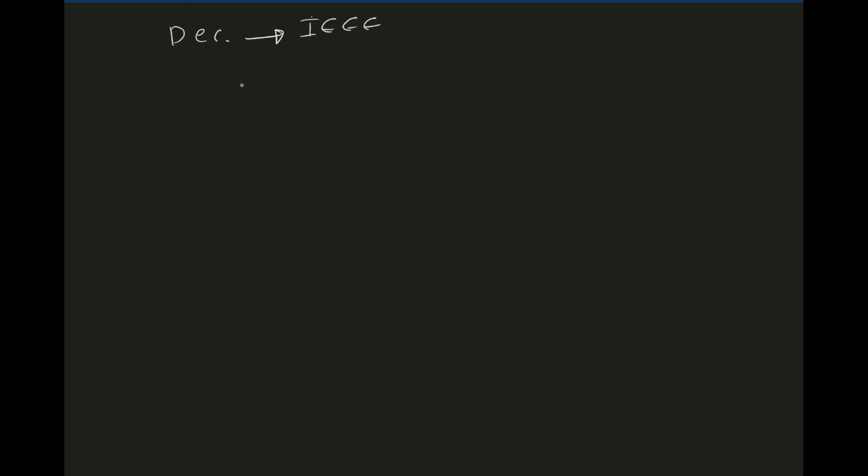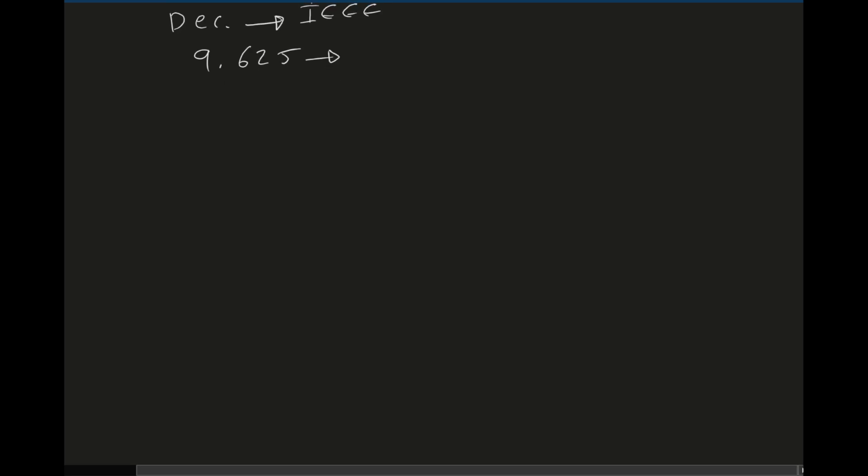So let's say I have the following value, 9.625. I need to represent this number with the IEEE half precision floating point representation. Well, let's write the number in binary first. So first thing I need to do is convert this into binary. So 1001, that's 9, point, and we saw that 0.625 is 101. So the first step is to write it in binary.